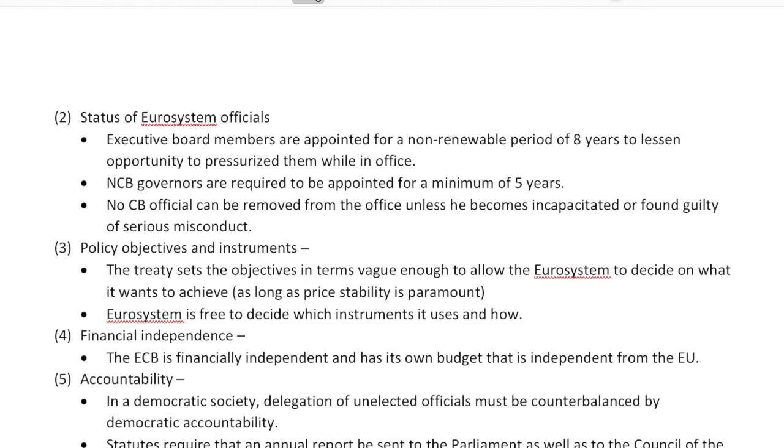The fourth criterion is financial independence. The European Central Bank is financially independent because it has its own budget that is independent from the European Union budget. This is identical to the US, where the Federal Reserve is not taxpayer funded. A lot of times when you work in an agency that's taxpayer funded, you take the stance of the executive branch that appoints you, right?